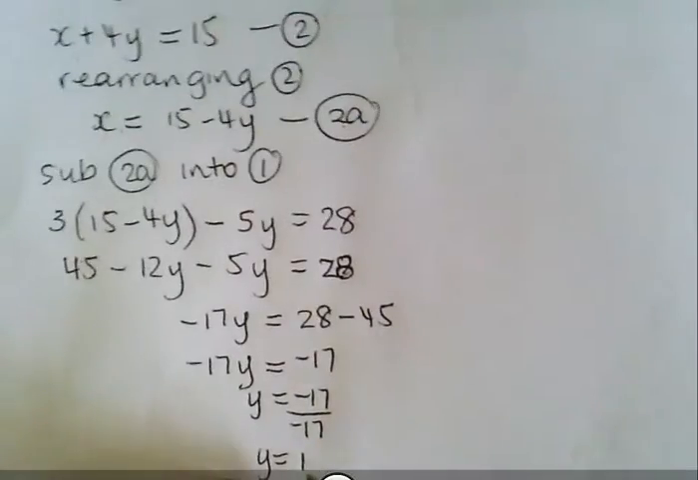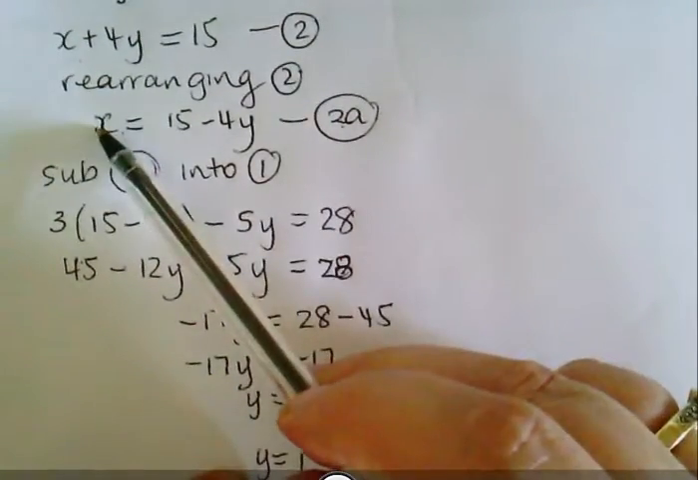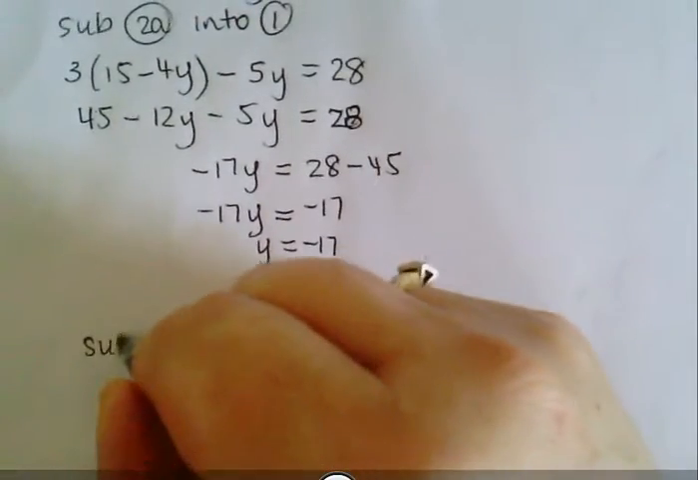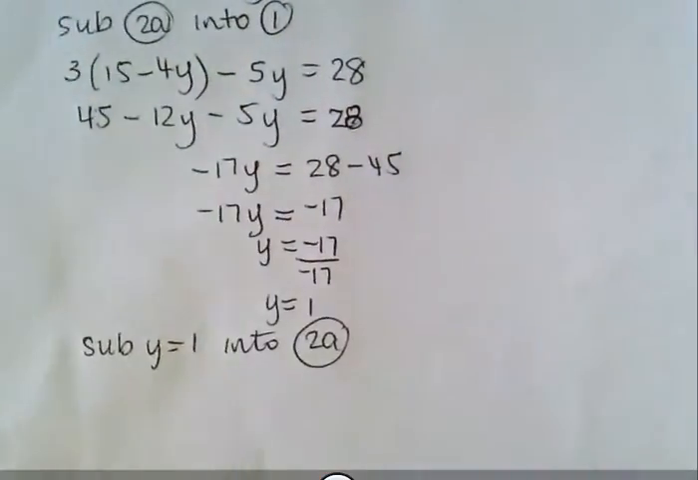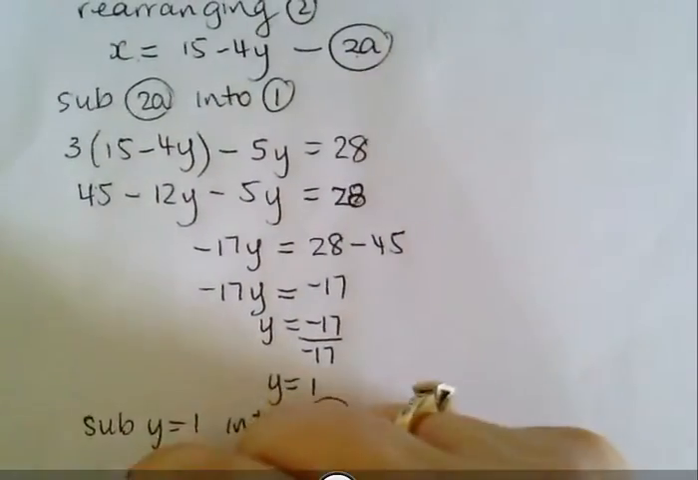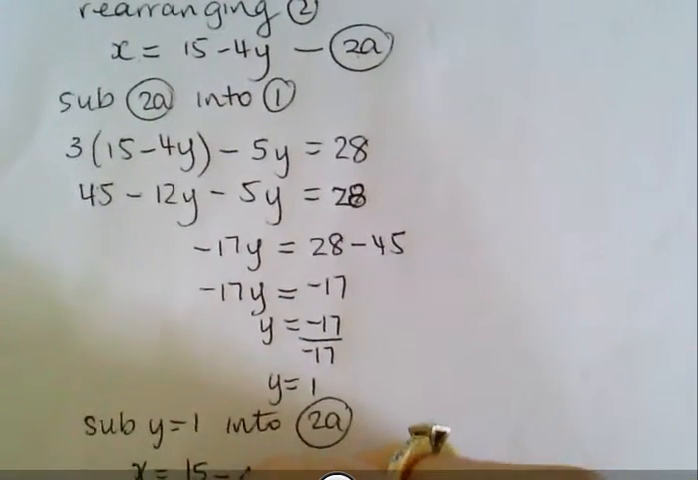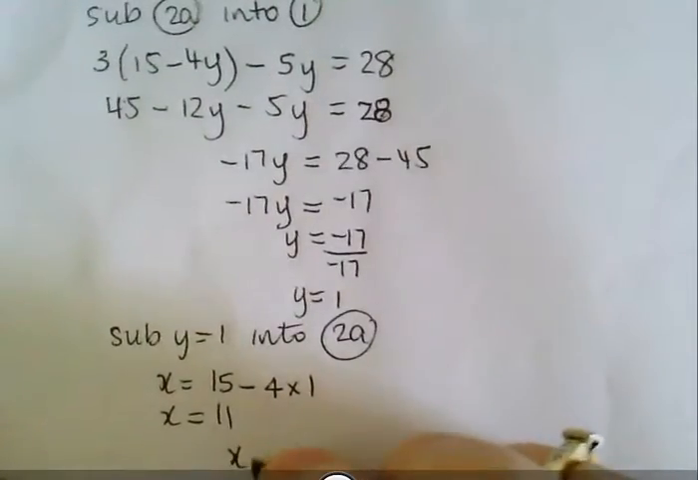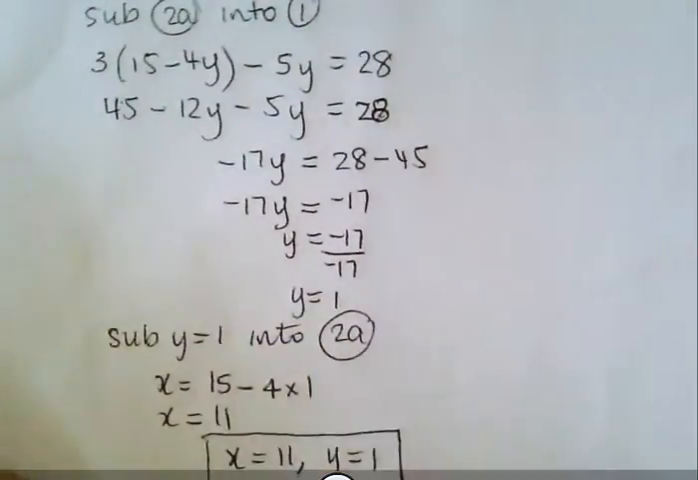Now I need to find out what x is, so I'm going to substitute y equals 1. I think it would be easier into equation 2a. So I'm going to substitute y equals 1 into equation 2a. That gives me x equals 15 take away 4 times 1. So x is 11. So therefore my solution is x equals 11 and y equals 1.